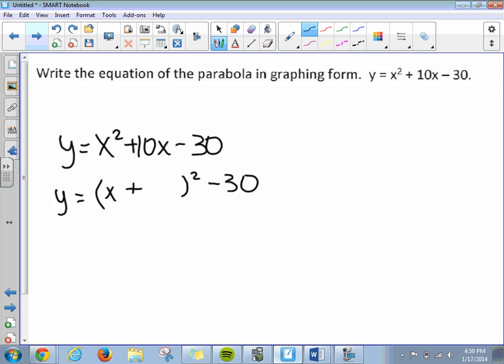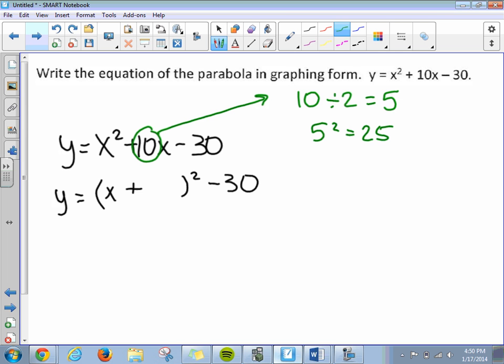So when we do that, we need something. We're going to take our 10. We'll follow 10 divided by 2, which is going to give us 5. And then we're going to take 5 and square it, which is going to be equal to 25. So 2 parts of that are important. When we divide 10 by 2, that tells me the number that needs to go in my parentheses. So I need to have x plus 5 squared.